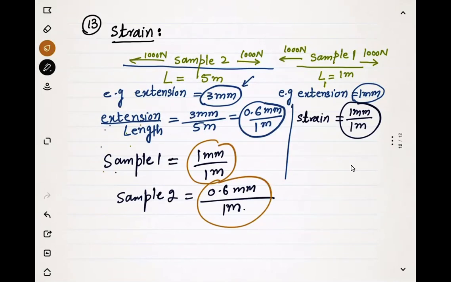So, if you only observe the extension, then it could deceive you, because sample 1 was extended by 1 millimeter and sample 2 was extended by 3 millimeter. The problem was that when we apply equal force on pieces of different lengths, then obviously the length of the wire will also affect the extension. By dividing the extension over length, the effect of length can be eliminated and the new quantity that you get is called strain. So for strain, it is the ratio of same quantities.